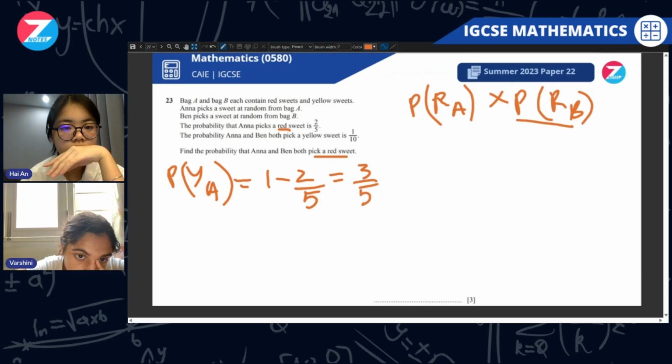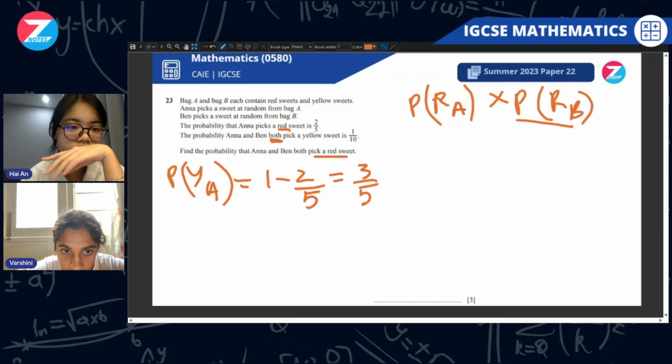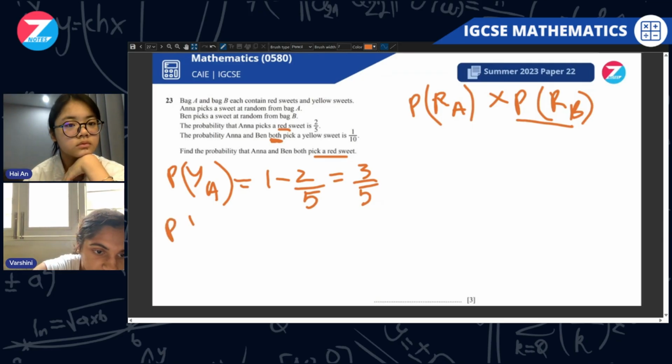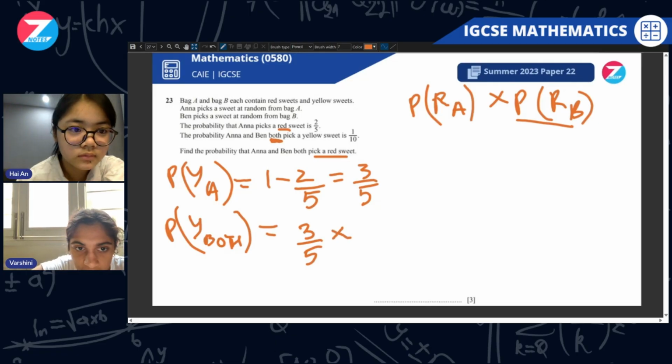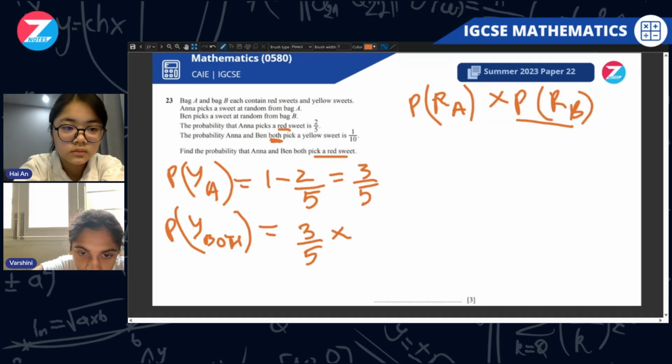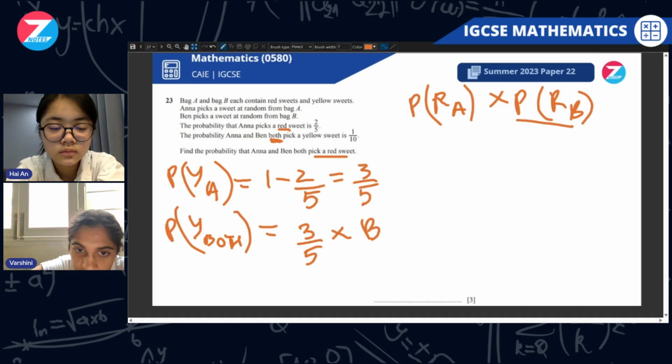And the probability that Anna and Ben both pick a yellow sweet is 1 by 10. So we know that for both, it's multiplication, not addition. So that means the probability of yellow for both is going to be the probability of yellow of Anna, which is 3 by 5, into the probability of yellow of Ben, let's just say Ben, into B, is going to equal, we know what it equals, 1 by 10.